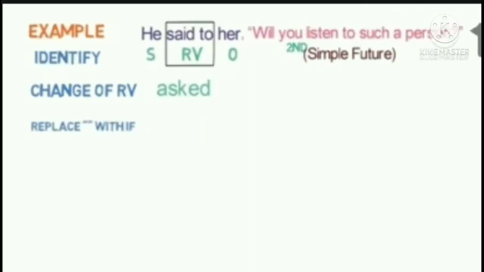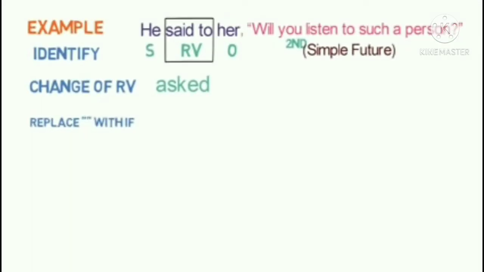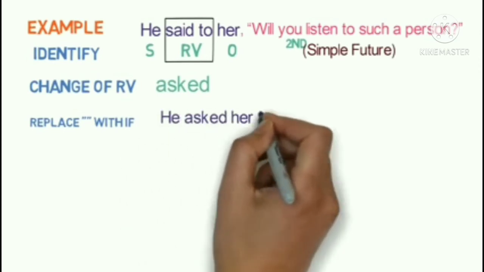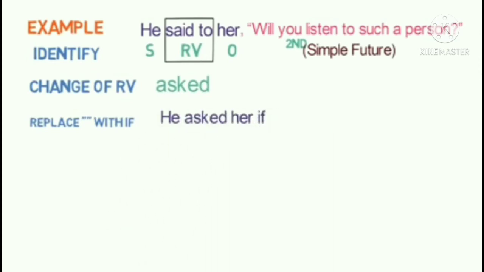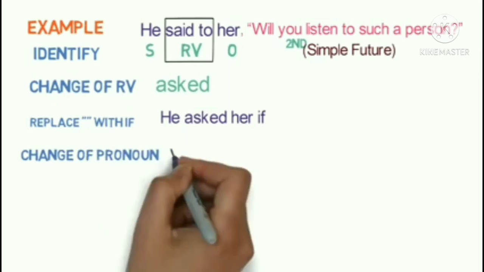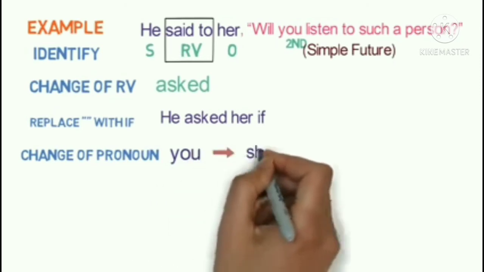Step 3 is we'll replace the inverted commas with if, as it is a yes no type of question. Now the sentence will go as, she asked her if. Step 4 is the change of pronoun. Here you is in the second person and the object is her. So you will be converted to she.